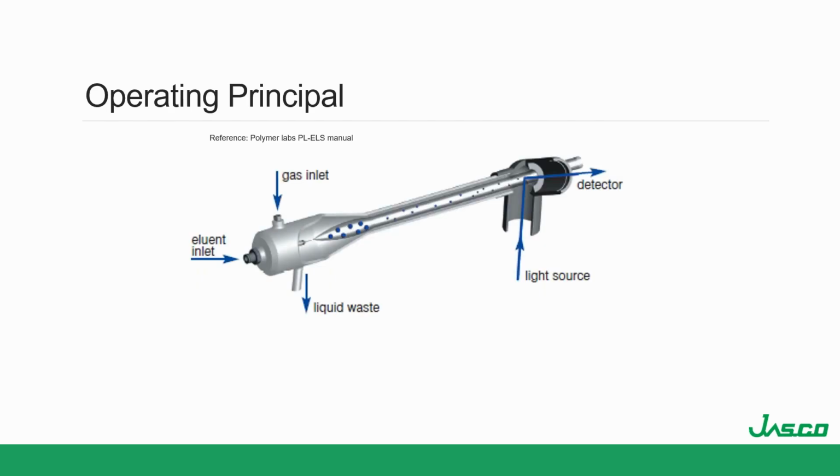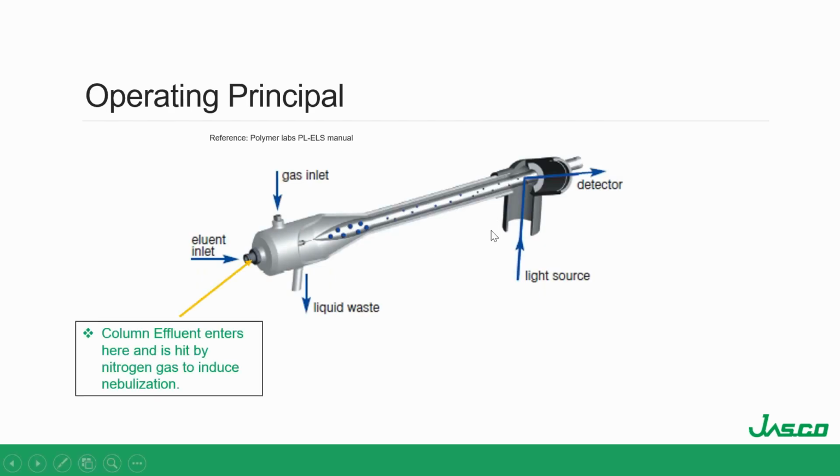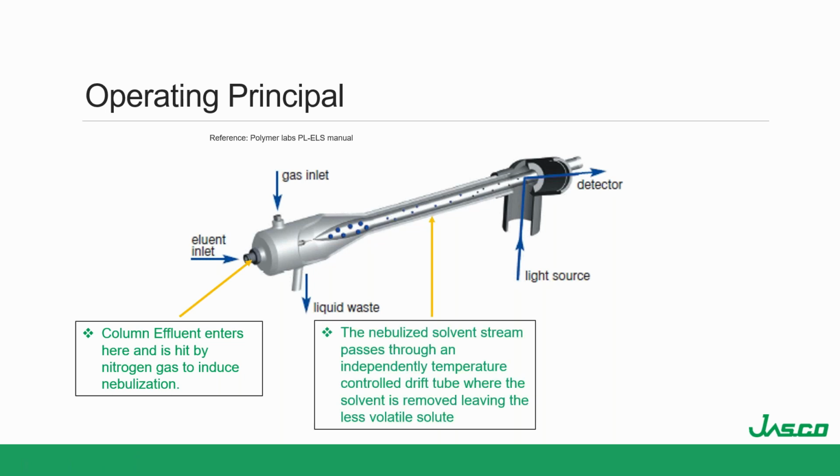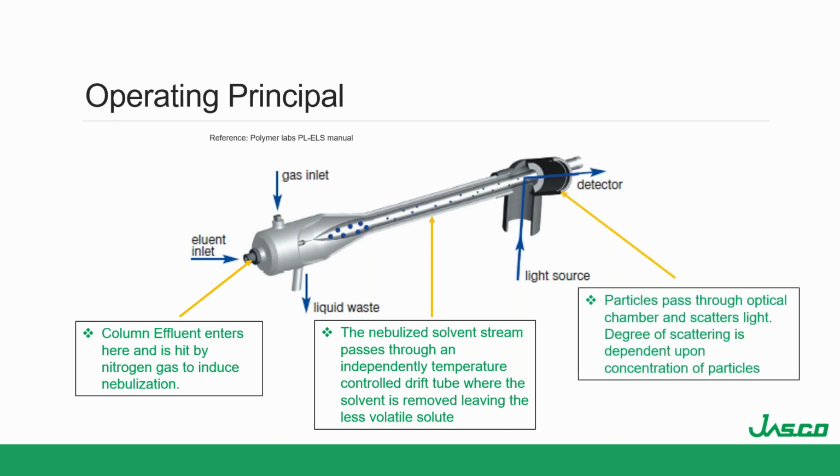So the operating principle, your column effluent enters here and is hit by a nitrogen gas to induce nebulization. The nebulized solvent stream passes through an independently temperature-controlled drift tube where the solvent is removed, leaving just the solute. And then finally, the particles pass through the optical chamber and scatter light. The degree of scattering is dependent upon the concentration of the particles and also the size of the particles.